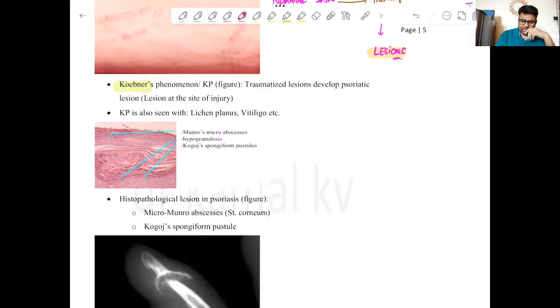Now this is not exclusive, right? It is non-specific. It is not exclusive to psoriasis. It can be seen also in lichen planus or even in vitiligo.